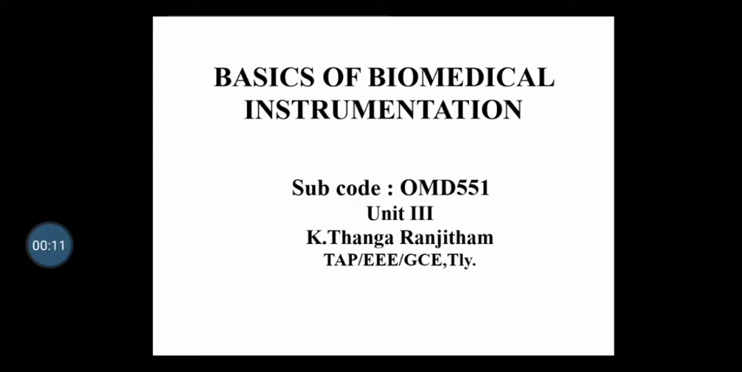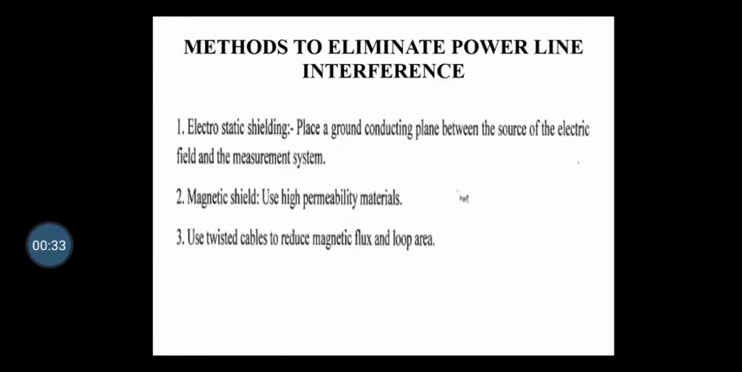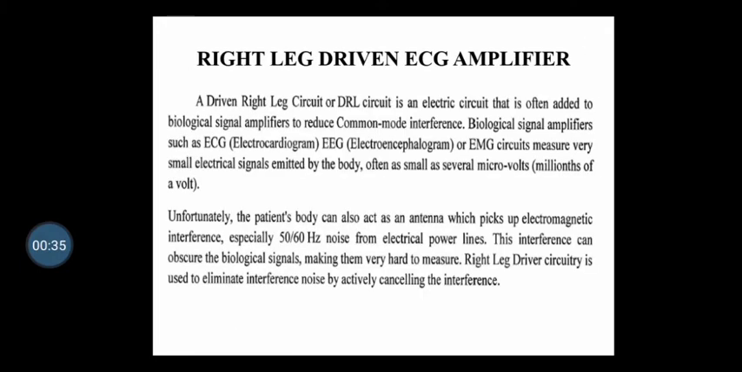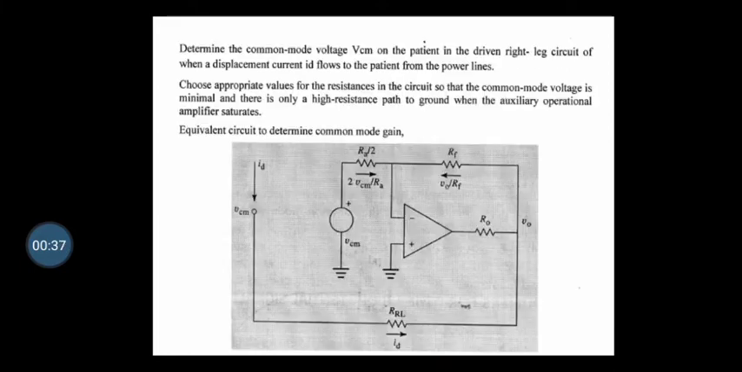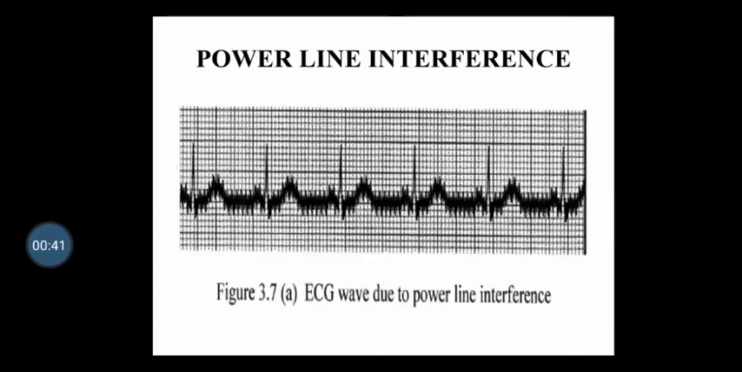In this video, we are seeing the third unit. It's the third unit, third video. Our subject code is OMD 551. In this video class, we are going to see about power line interferences and the right leg driven ECG amplifier. These two topics we are going to see through this video class.